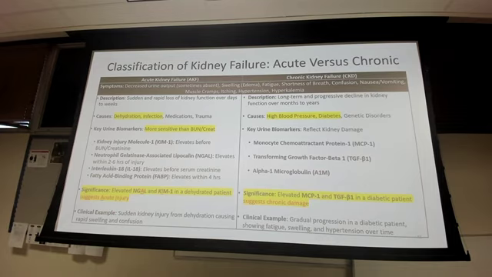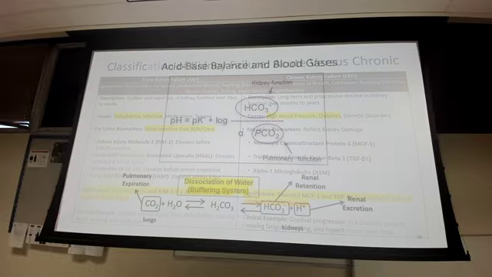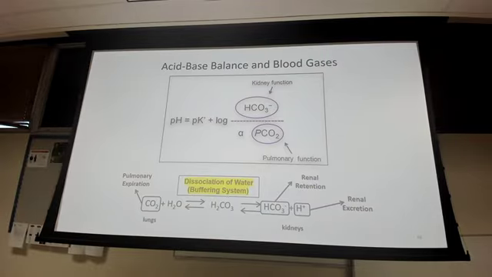All right, so acute kidney failure, think dehydration, infection, and chronic, high blood pressure and diabetes. All right, and that's all I'm gonna say here. They'll hit you more later on as you move on in the program. Remember I said this is biochemistry and I don't like it, so.